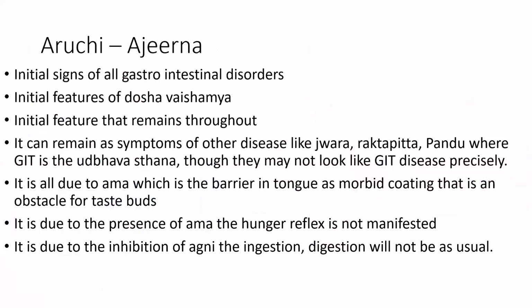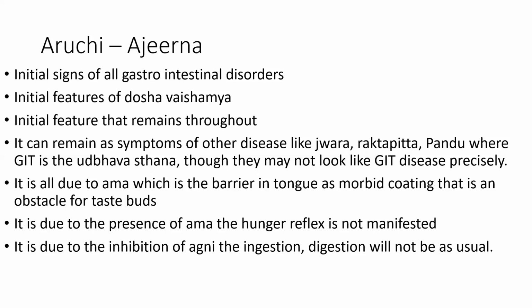As I said earlier, the aruchi as well as ajirna may be the initial signs of all GI disorders, initial features of dosha vaishamya, an initial feature that remains throughout. It can remain as a symptom of other diseases like jwara, raktapitta, pandu, where the GIT is the udbhavasthana, though they may not look like GIT disease precisely. That is why we have not understood the GIT system as well as jwara.